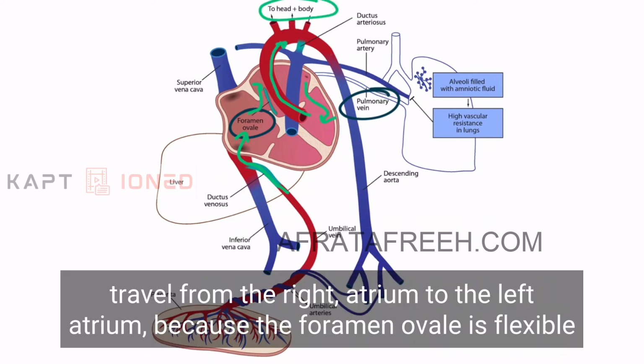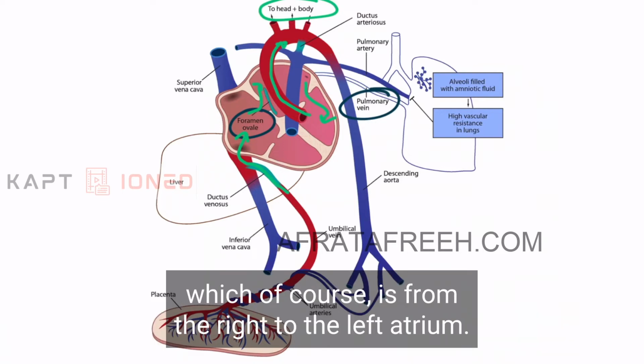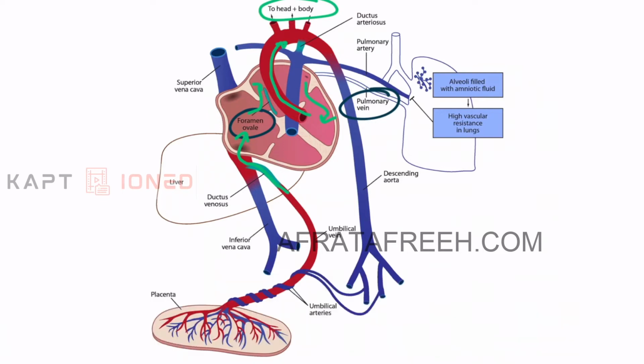the body. And blood can travel from the right atrium to the left atrium because the foramen ovale is flexible, and it will allow blood to go from the higher pressure to the area with lower pressure, which of course is from the right to the left atrium.